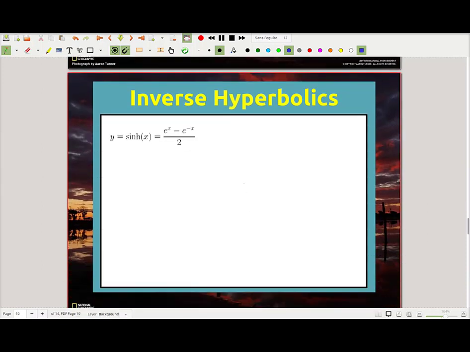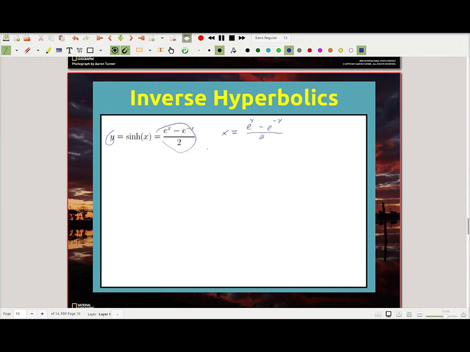Okay, let's look at inverse hyperbolic functions really quick. When you're trying to find an inverse function, remember, this is back in algebra, you start out by switching the x's and y's. So I'm going to call this my left side, this my right side, and switch the x's and y's, and then we solve for y. So x equals e to the y minus e to the negative y over 2.